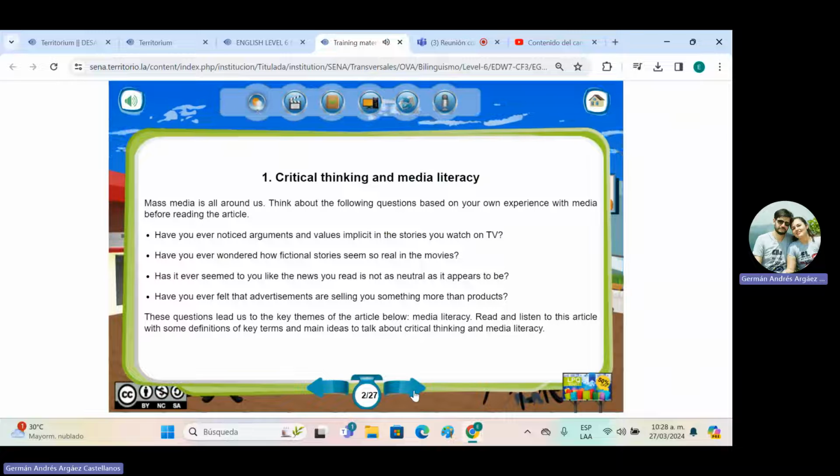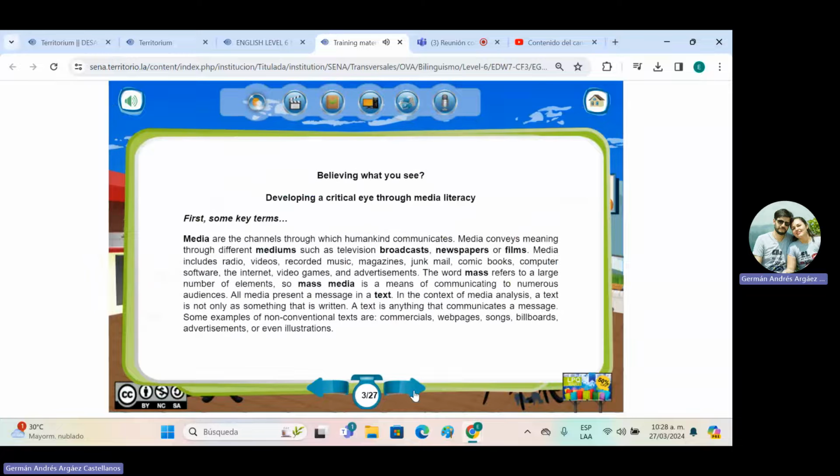Media literacy. Read and listen to this article with some definitions of key terms and main ideas to talk about critical thinking and media literacy. Believing what you see? Developing a critical eye through media literacy. First, some key terms. Media are the channels through which humankind communicates. Media conveys meaning through different mediums such as television broadcasts, newspapers, or films. Media includes radio, videos, recorded music, magazines, junk mail, comic books, computer software, the internet, video games, and advertisements.